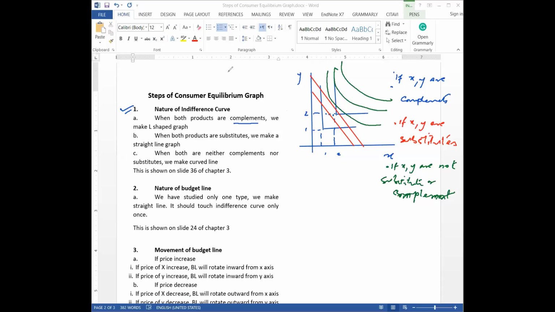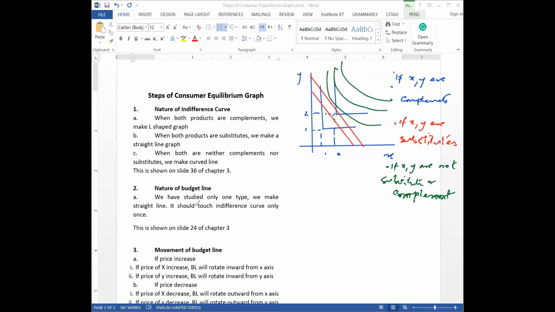The other way can be that the names of the products might be written and you will guess from the names. For example, if I write Pepsi and Coke, both are substitutes, so it should be a straight line. If I say left shoe and right shoe, they are complements, so they should be L-shaped. If I say mango and fish, they are not substitutes, not complements, so it should be a bended line. So this way, the first step is to draw the relevant indifference curve.